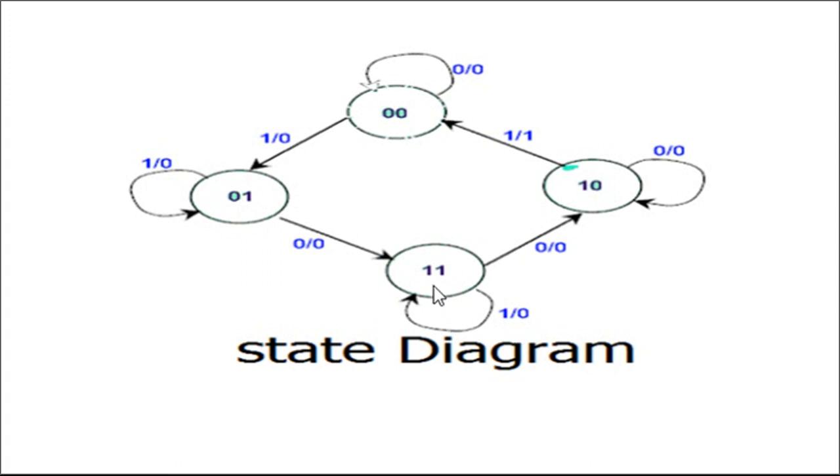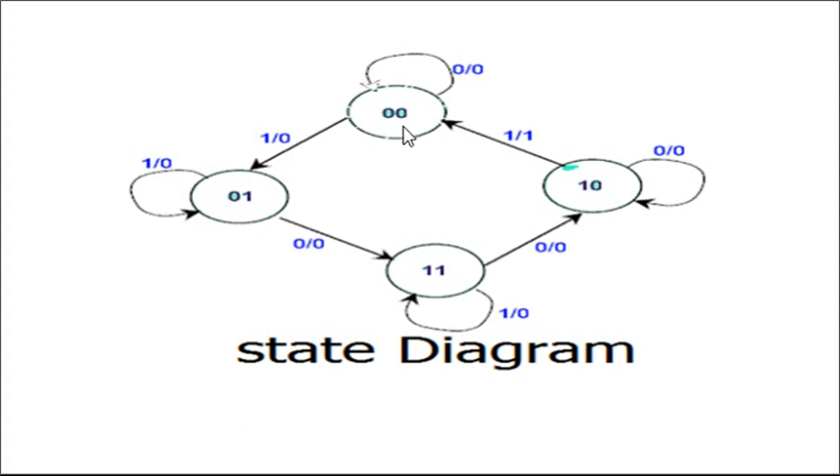I repeat again. Whenever present state is 1 1 and you provide the input 1, at that time next state is again the same, 1 1, and output is 0. We'll take another example. For example 0 0: present state is 0 0, input is 0, the next state is again 0 0 and output is 0. Now consider this one: whenever present state is 0 0, input is 1, next state is 0 1, output is 0.